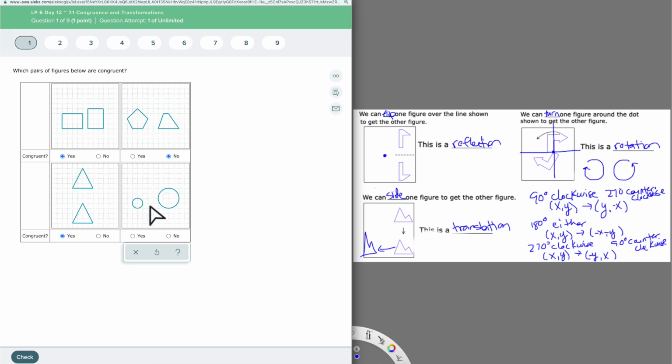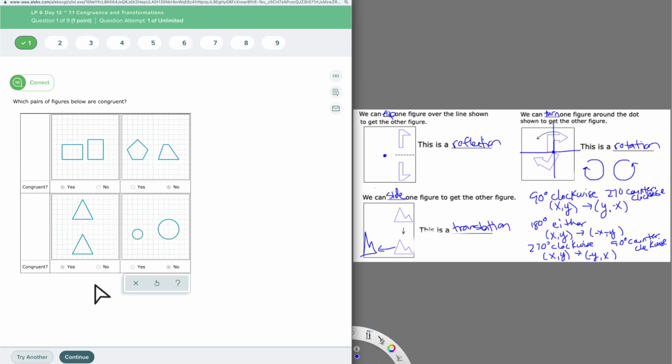They're both circles, but they're not the same size. So these are not congruent. So we're just kind of testing those definitions there a little bit.